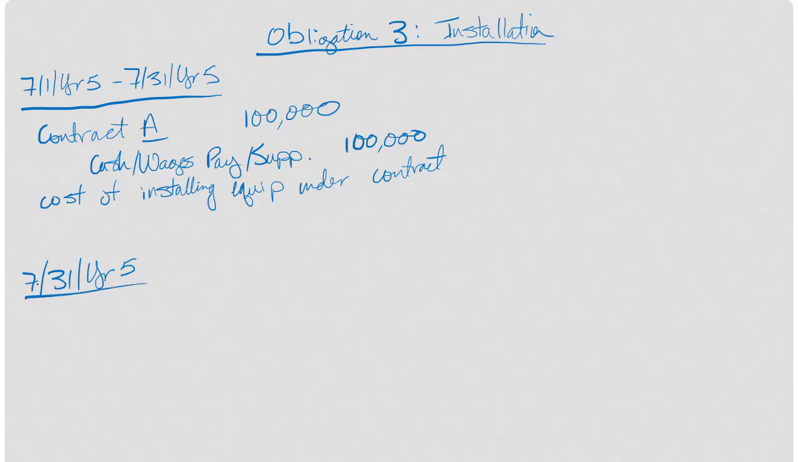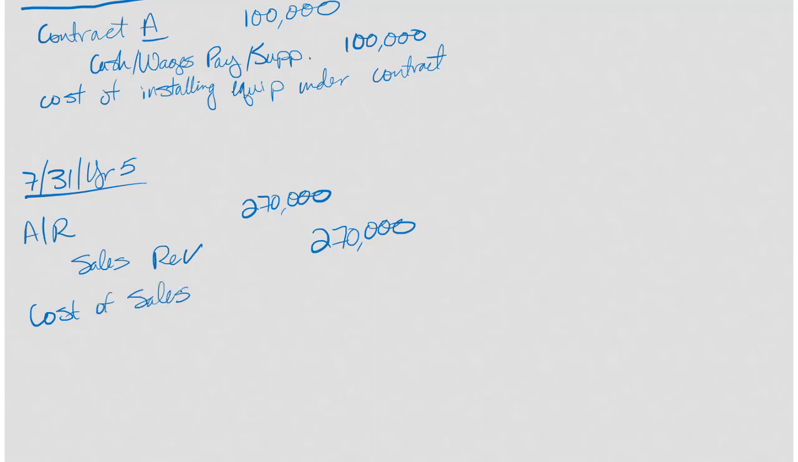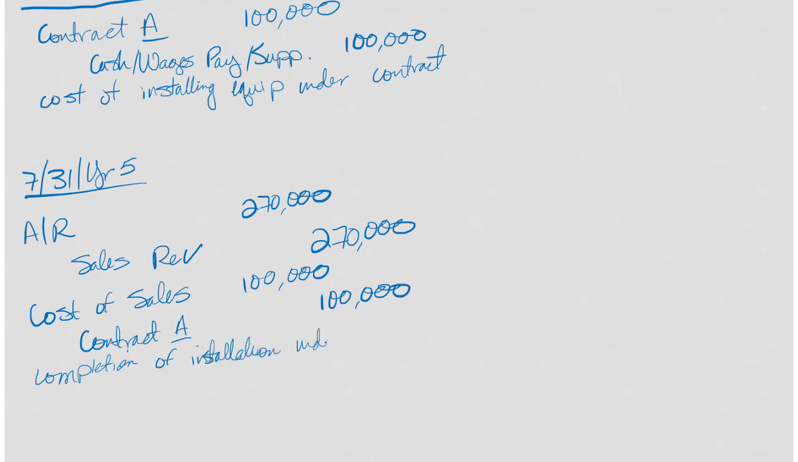And finally, at the end of July, when everything's done, I would record my sales revenue. From our earlier table, that was $270,000. They haven't paid me yet. And then again, the cost of sales. We've used cost of goods sold in the past, and that's fine to keep using that one. I'll just use cost of sales just to show it. Has to be recognized as well. This is actually our third key concept. Costs have to be recognized at the same time that the revenue is recognized. Completion of installation under contract.